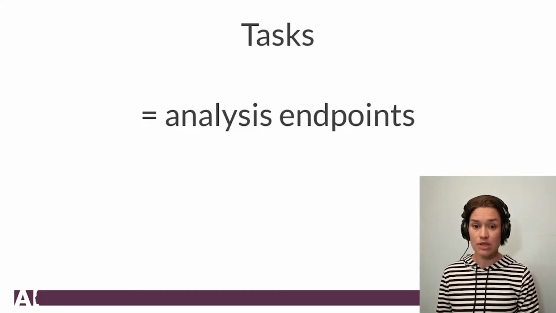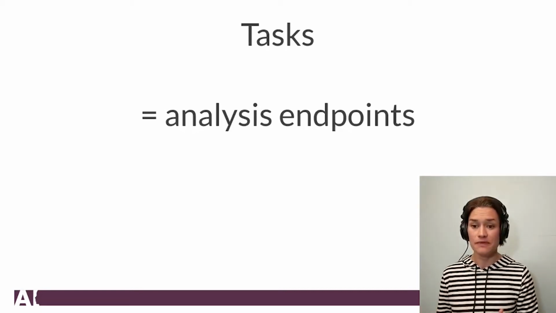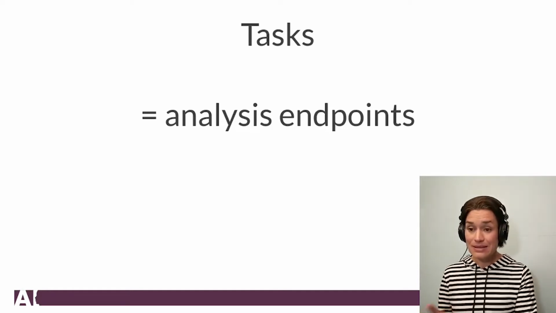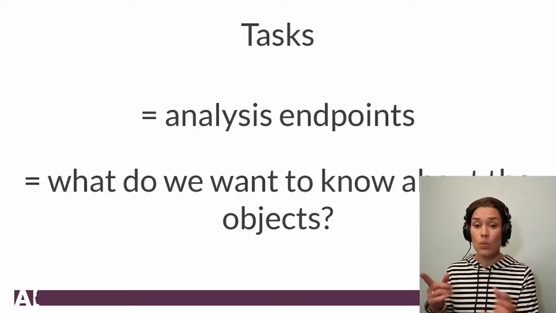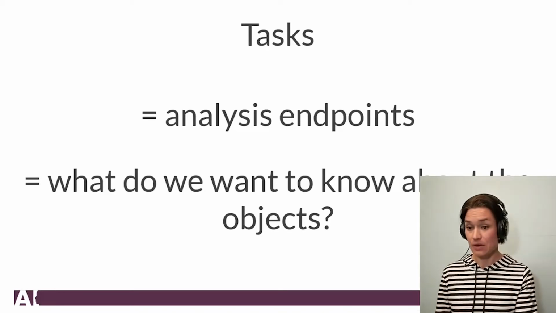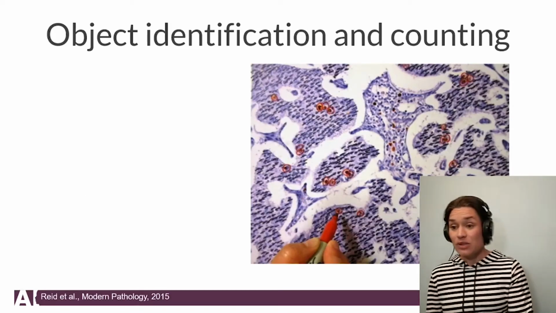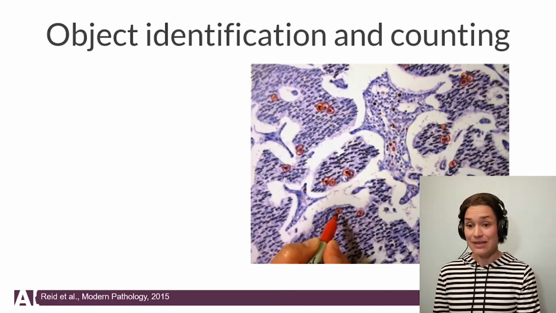So when we want to use a tool for image analysis, we have to think, okay, what do we want to do with this image? What do we want out of this analysis? And this is going to determine which of the computer vision tasks we are tackling. So what do we want to know about our objects or regions? One thing we might want to know is object identification and counting.